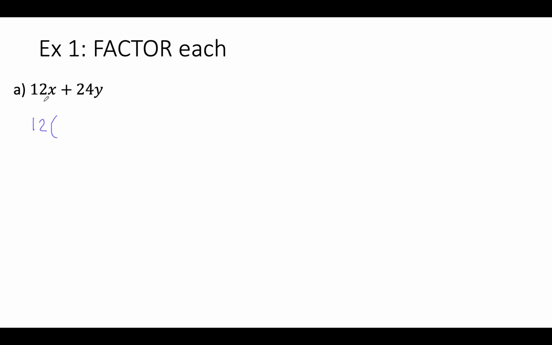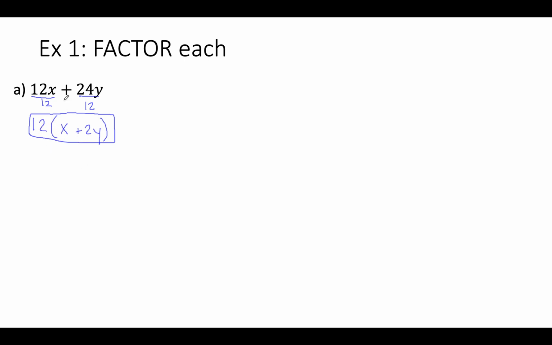And then when we're taking it out, we're really dividing. So 12x divided by 12 leaves us with x or 1x. 24y divided by 12 leaves us with 2y. This would be our final answer. So again, you would not want to write 12 dot x plus 2y or 12x. This would be your answer.